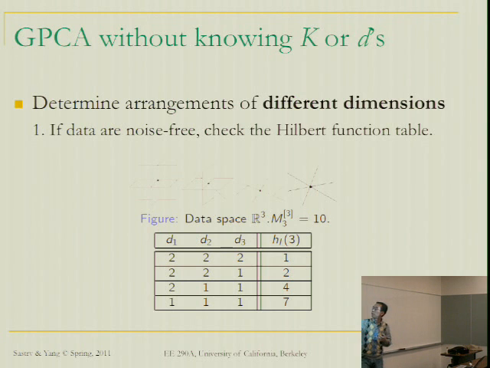If the null space of your Veronese embedding is 4, at least one possible solution is that the combination for the dimension of subspace will be 2, 1, 1. Okay, that's what I'm saying.